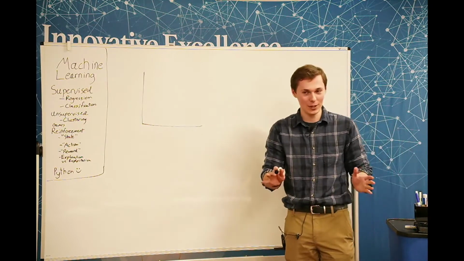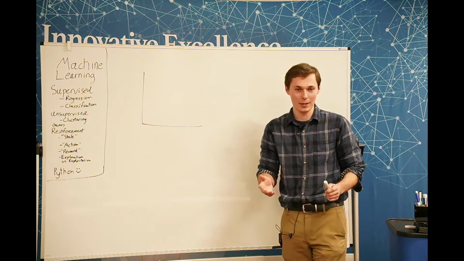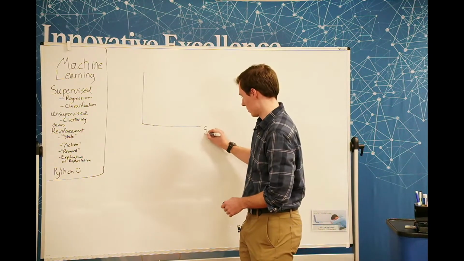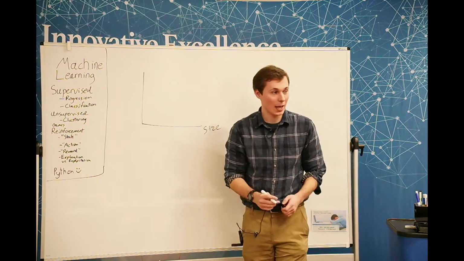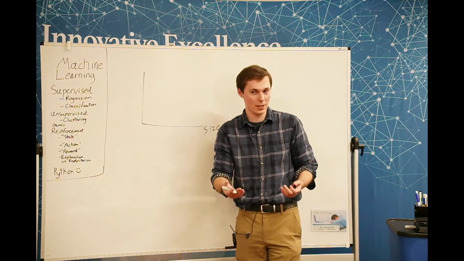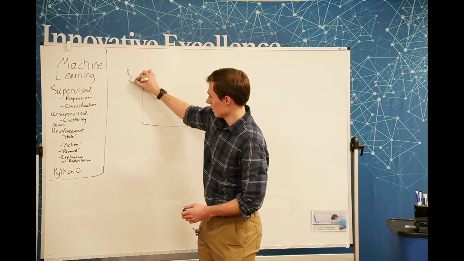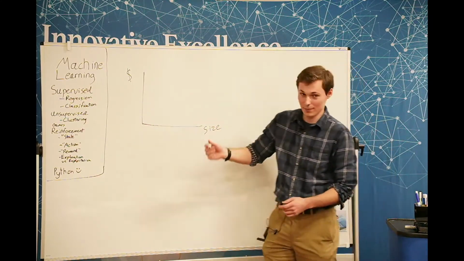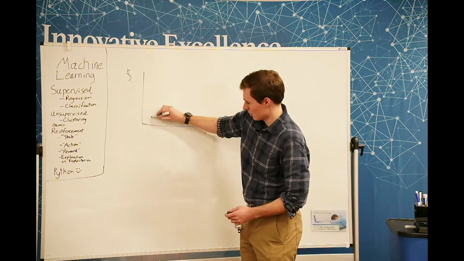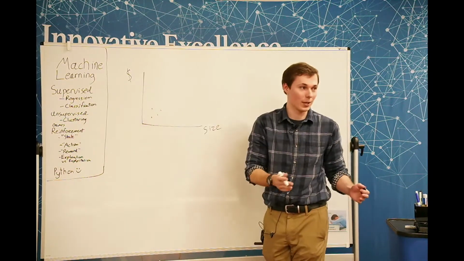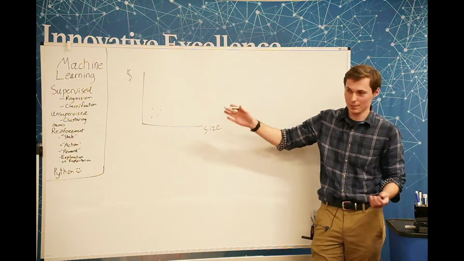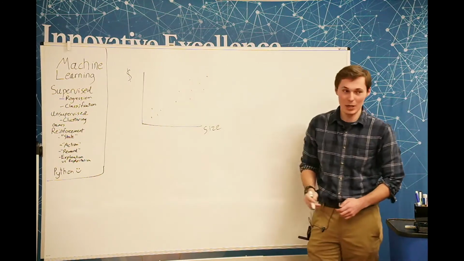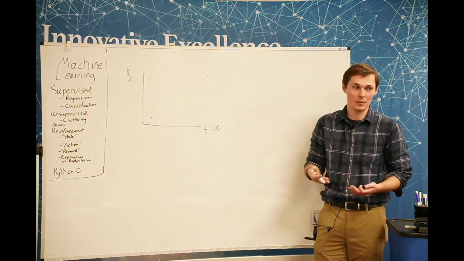So supervised machine learning, an example to start with, last time I used housing data. An example problem might be, I have a set of houses of varying sizes, and I want to try and predict the price of the house based on its size. So if I have price on my y-axis and size on my x-axis, and I have a bunch of examples of houses, which I'll represent here with dots. So maybe smaller houses are worth less.